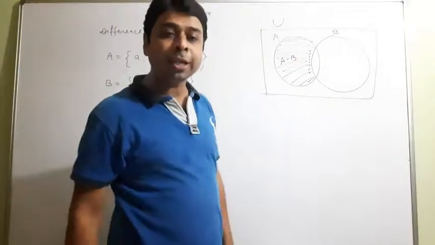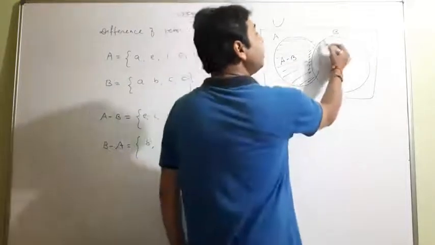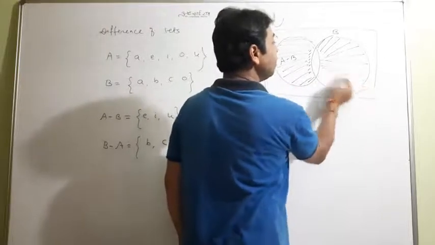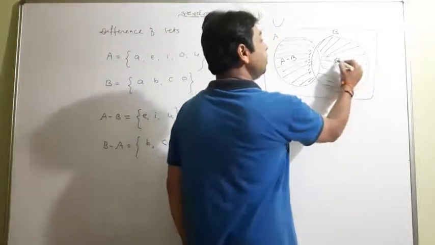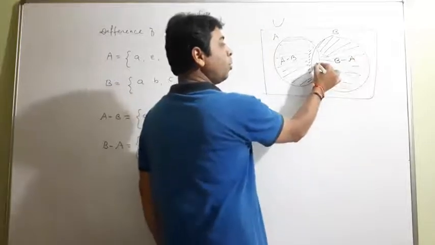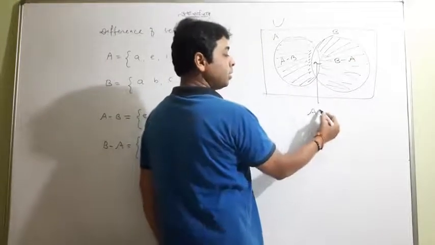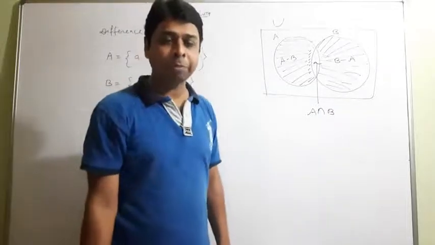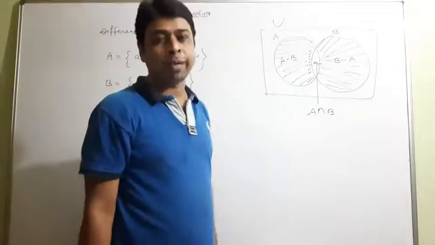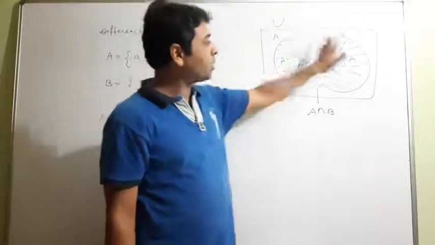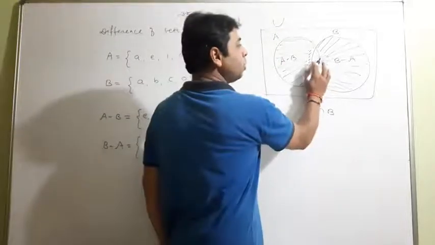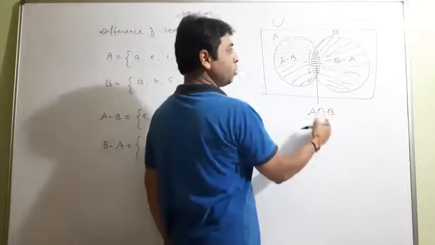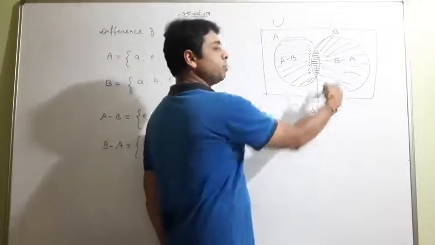What is B minus A? Definitely, write the elements of B which are not in A. So only this region will come as B minus A. And this is not a surprise, it is only A intersection B. So that is very simple. I think you can catch the picture. This is A intersection B. This is A minus B and this is B minus A.